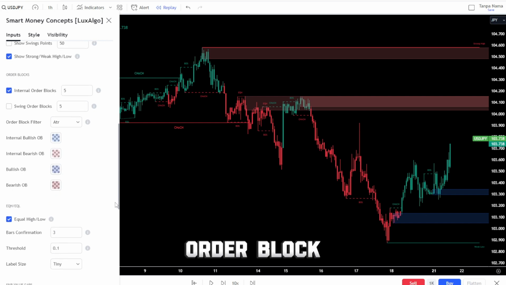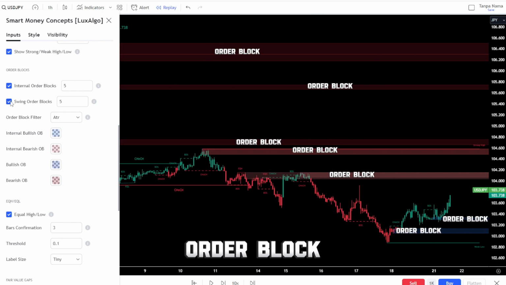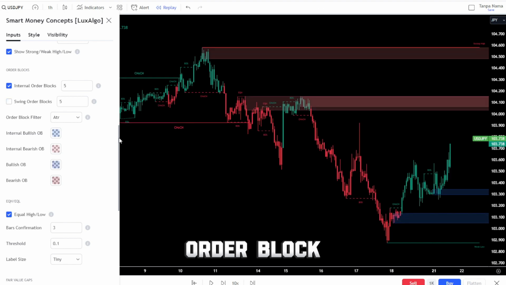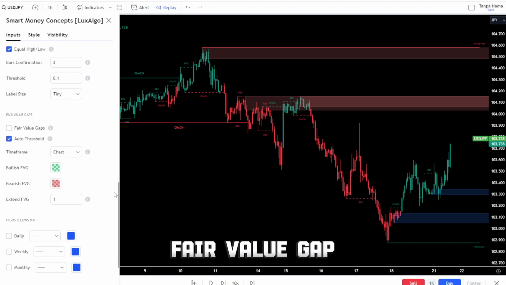7. Order block. Enabling this option will automatically mark detectable order block areas on the chart. You can choose whether to use real-time data according to the time frame or a larger time frame. If you prefer using only real-time data, you can activate the mark for internal order blocks. Meanwhile, if you want to use larger time frame data, you can activate the mark for swing order blocks. Additionally, you can adjust the number of order blocks you want to display. 8. Fair value gap. If activated, the indicator will indicate when there is a fair value gap in the market.